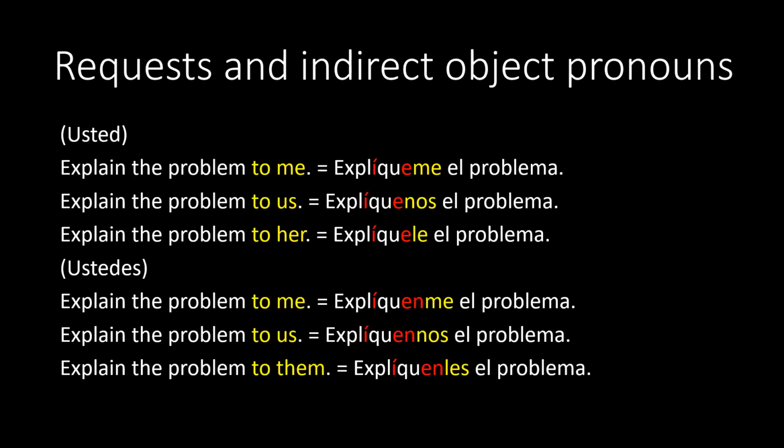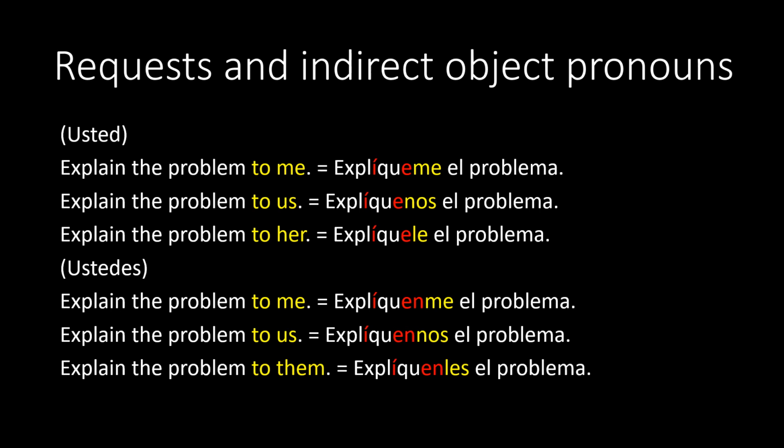There are affirmative requests and there are negative requests. Let's start with some affirmative requests. Explain the problem to me. Explíqueme el problema. Notice that the indirect object is added to the end of the verb. You're going to add it right on and it will become part of one longer word. Explique, explain, me, to me. Explíqueme el problema. Also note the accent mark in the middle of explique.